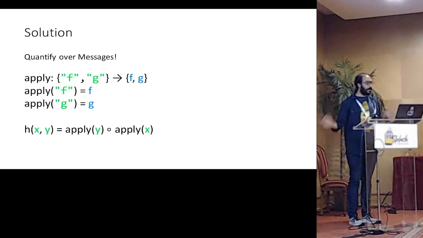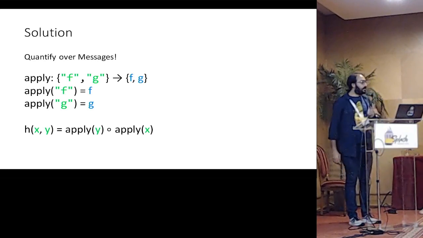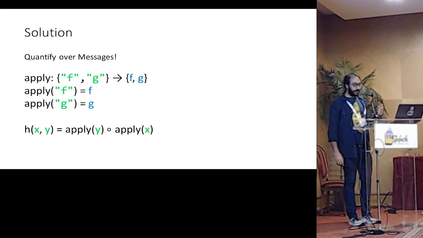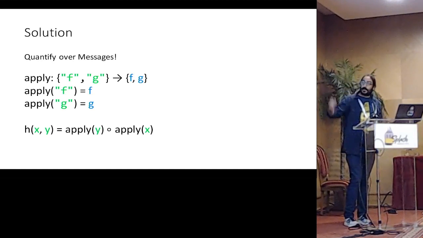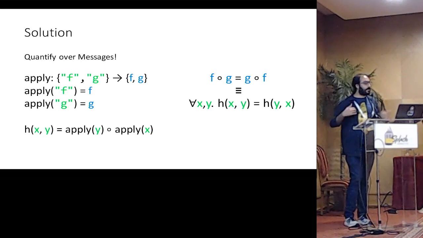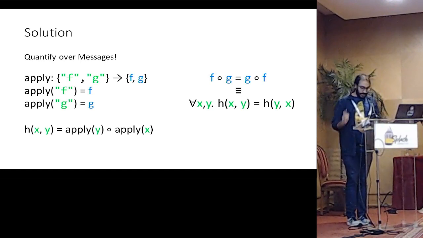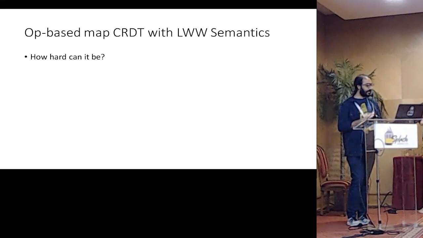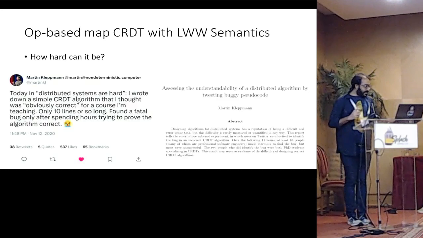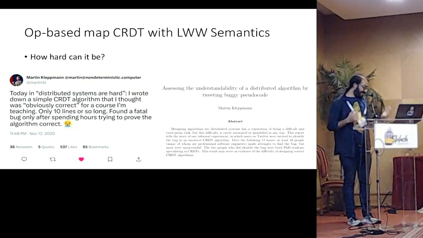But luckily, we can encode one over the other in a way that's very nice for CRDTs, because we can just quantify over the messages that the operation-based CRDTs are supposed to handle. So if you do this kind of thing, where you map messages onto functions, and then you use this ad hoc function all the way down, you can make one kind of commutativity equivalent to the other. So we wanted to try it. We took an operation-based map CRDT with last writer wins semantics, which famously is hard enough to merit a tweet and a publication by Martin.